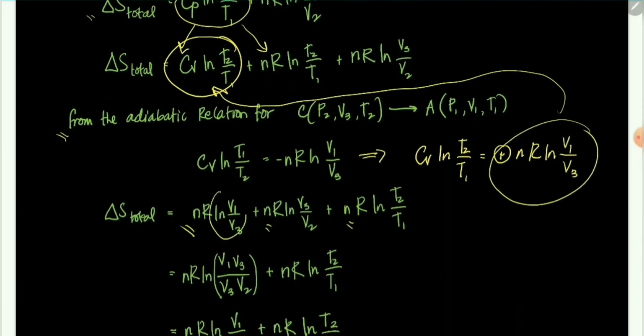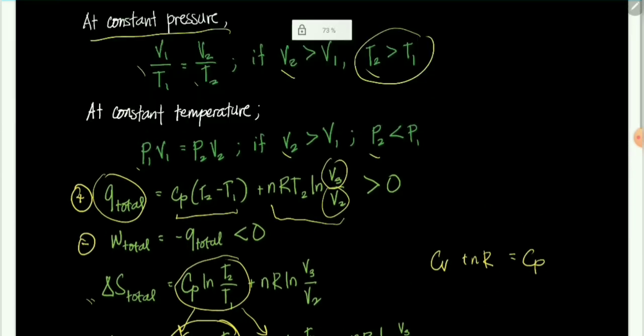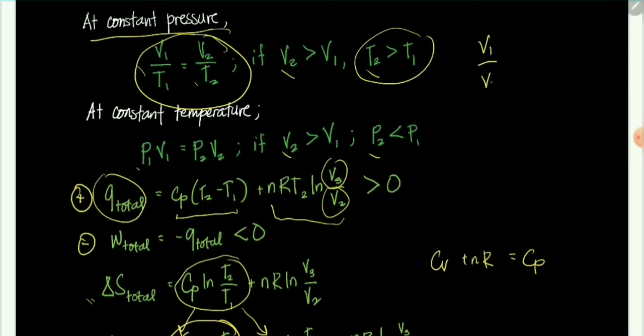We can combine these two terms because these are natural logs. When we combine them, they become products: V1 V3 over V3 V2. So nR ln V1 V3 over V3 V2 plus nR ln T1 over T2. The V3 will cancel, and we are left with V1 over V2. V1 over V2 can be translated using Charles' law. We have a constant pressure process in the cycle, so this takes effect. So V1 over V2 is T1 over T2.